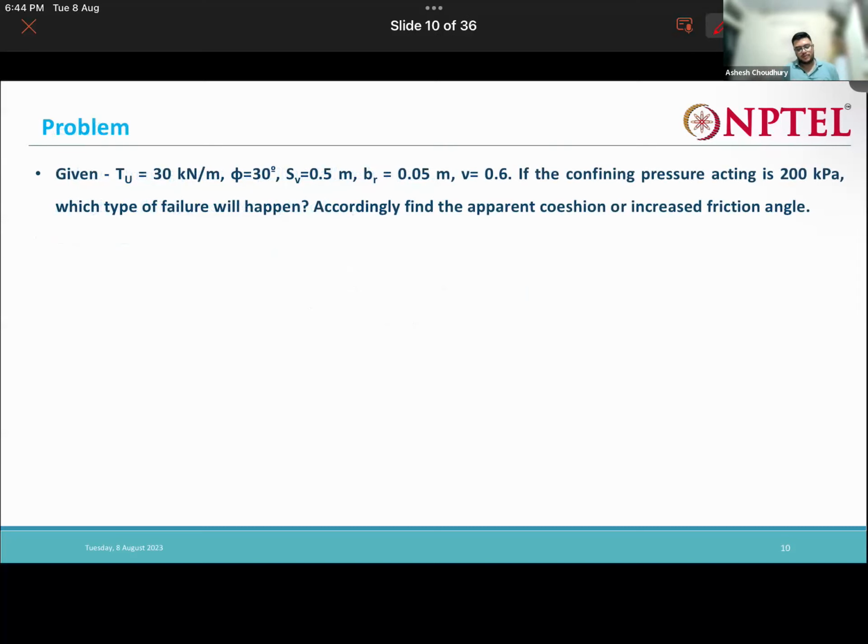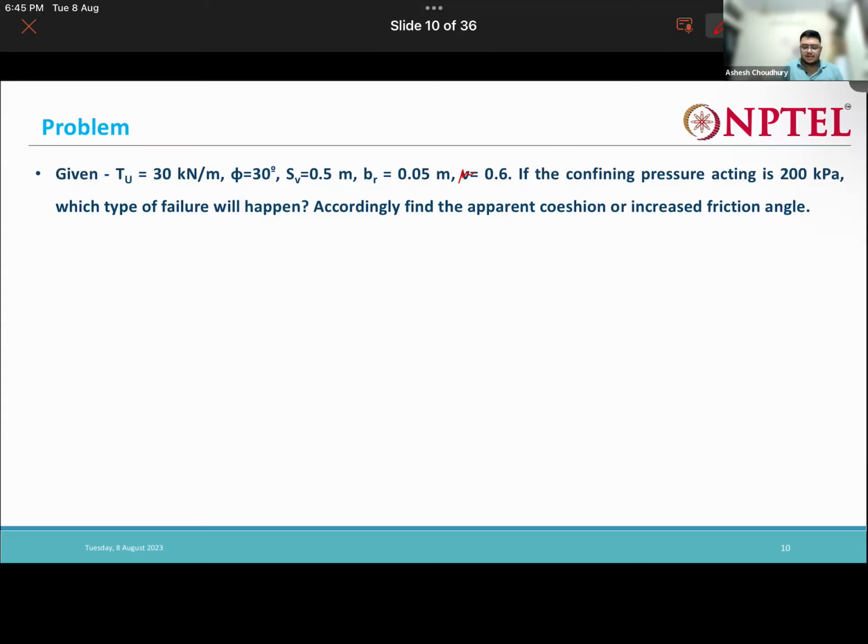Now we have a problem. Given Q is 30 kilonewton per meter, the ultimate tensile strength of the geosynthetic material. The phi of the soil is 30 degrees. The spacing of the reinforcement is 0.5 meters and the width is 0.65. And this mu is 0.6, the friction coefficient between the soil and the geosynthetic.